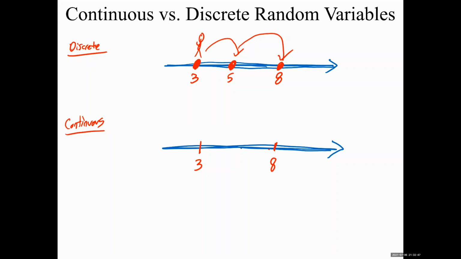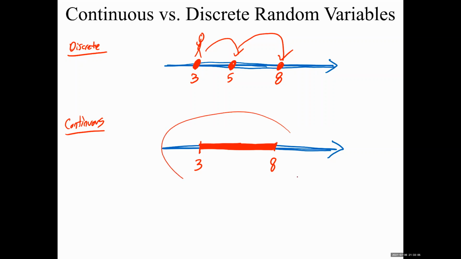Any decimal you can think of between 3 and 8, then the picture would look like this. You wouldn't even see any dots because the entire space between 3 and 8 is covered. Every number between 3 and 8 is in the bag. That's a continuous random variable.